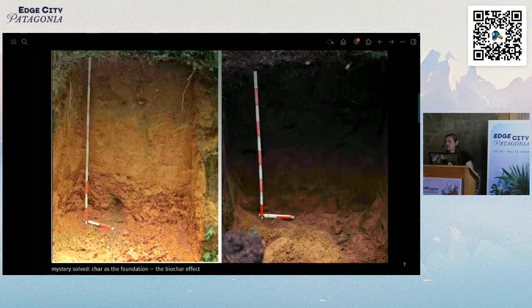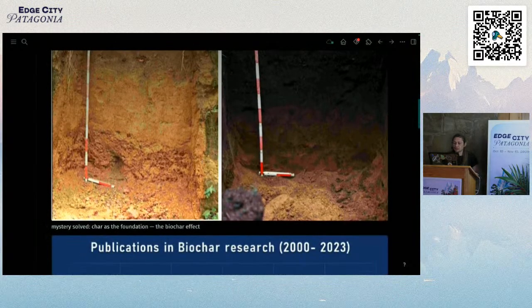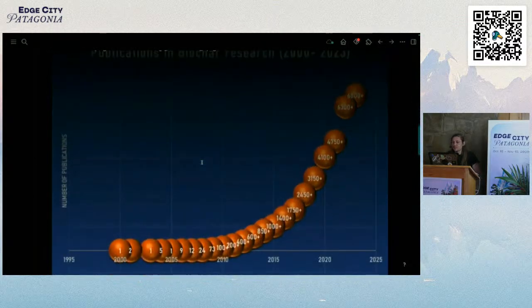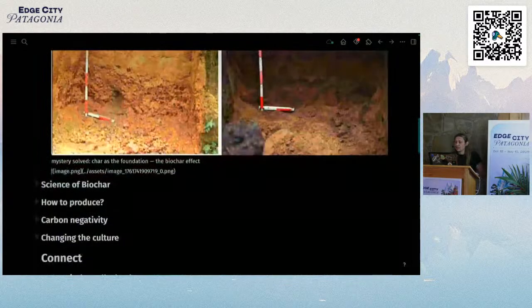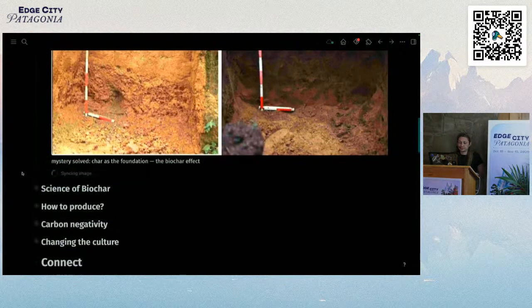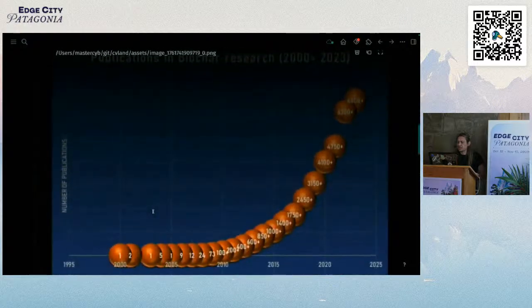Please raise your hands if you have heard about biochar before. Something like 10. Okay, almost no one. Good. So biochar is an outstanding technology. This chart demonstrates how, after this discovery, scientific research started to grow exponentially. It's the number of papers, which is still growing to date.